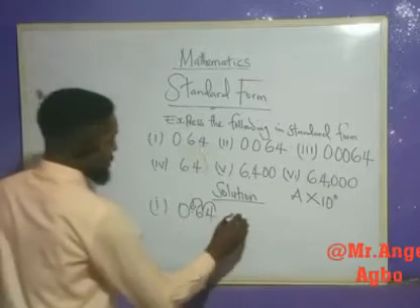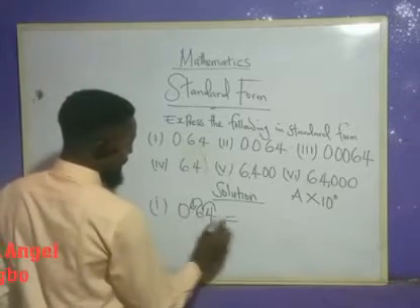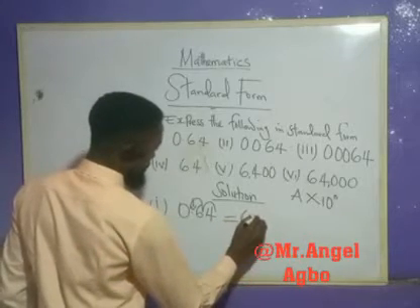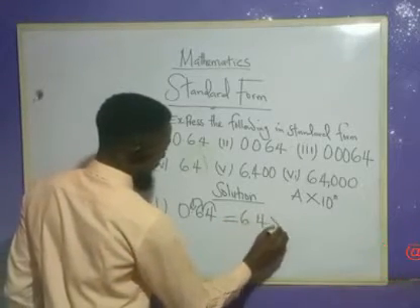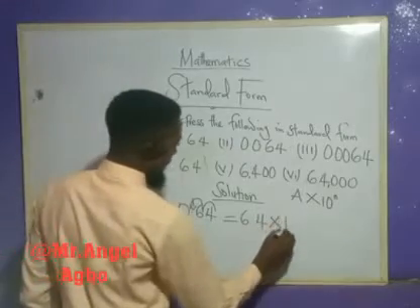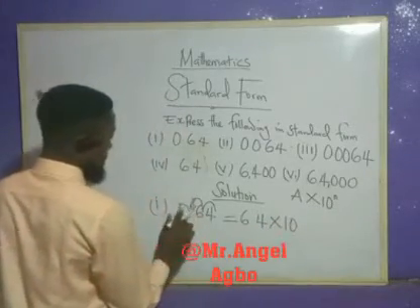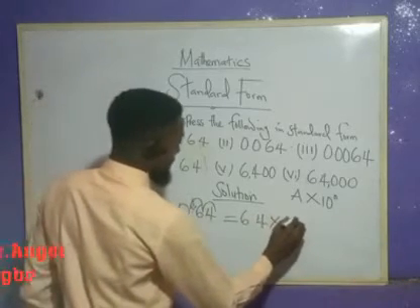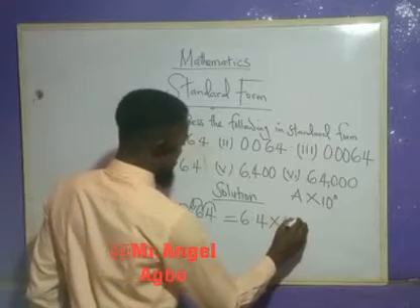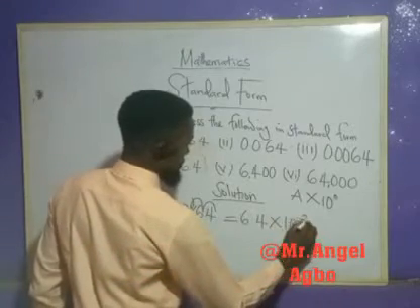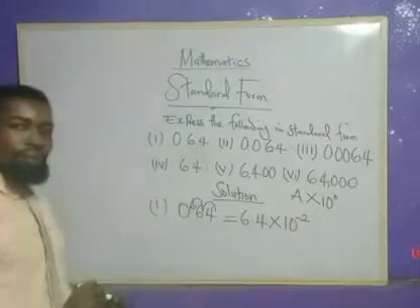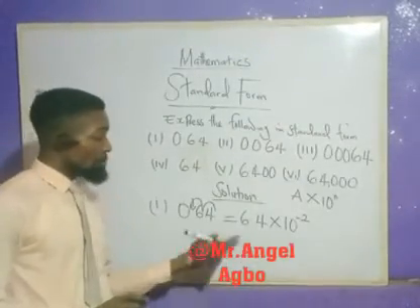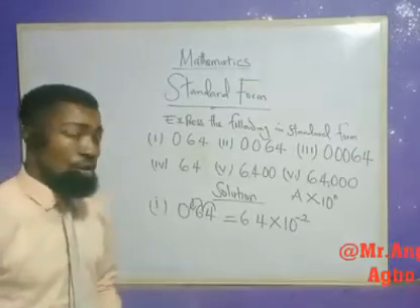Are you getting me? So where the point is, we have 6.4 times 10 raised to power what? Remember, we move how many times? 1 and 2. 10 raised to power what? Minus 2. Are you following? 6.4 times 10 raised to power minus 2.